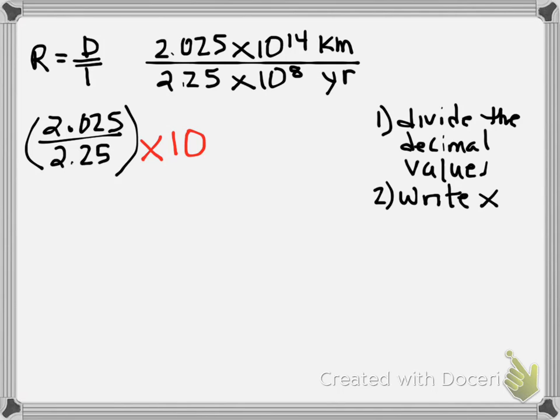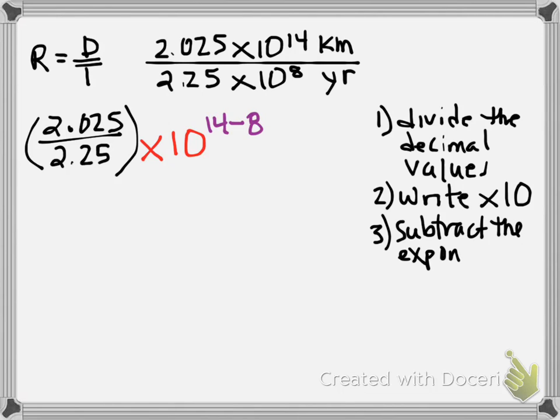Because we're multiplying by the power of 10, and because this is a division problem, we're going to end up subtracting the exponents. So that would be my third step: subtract the exponents on the power of 10. Okay?